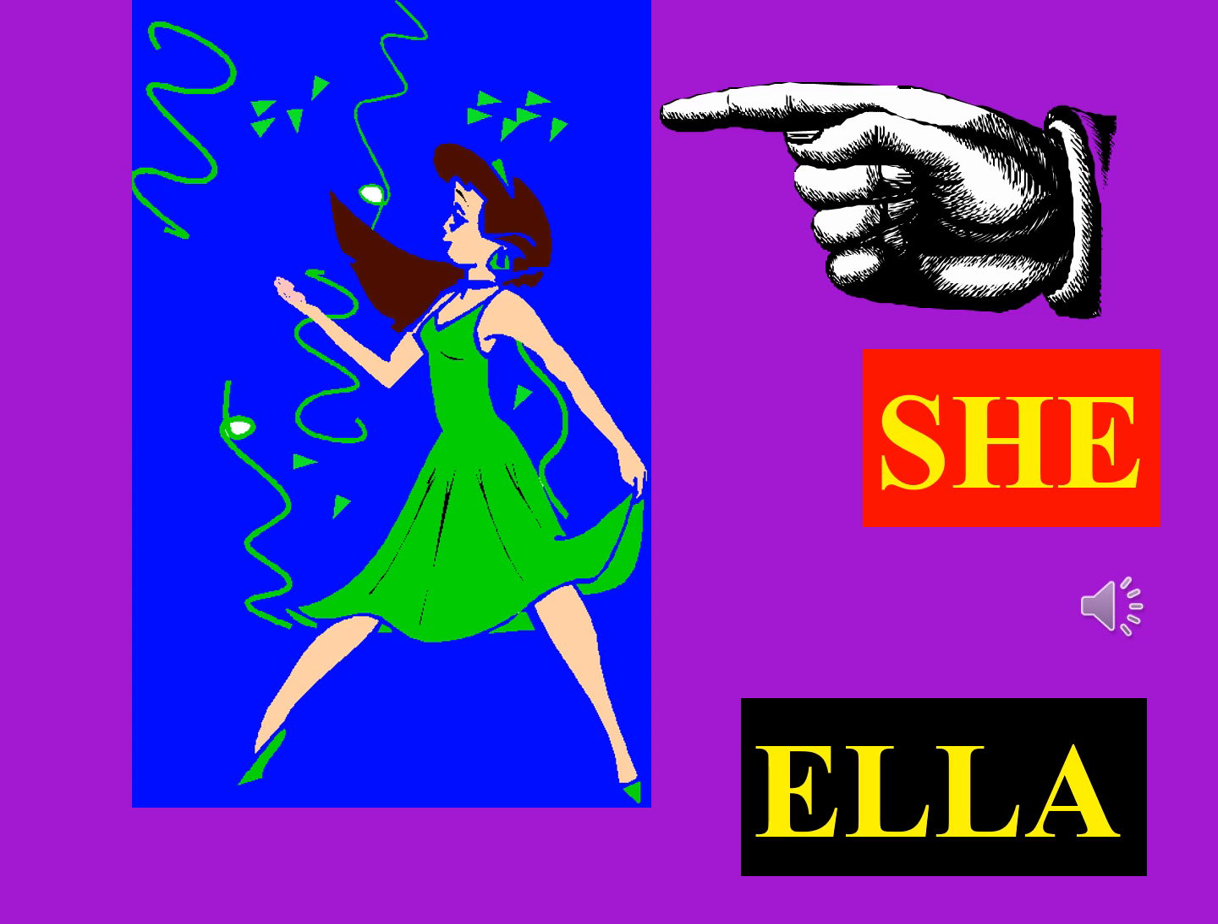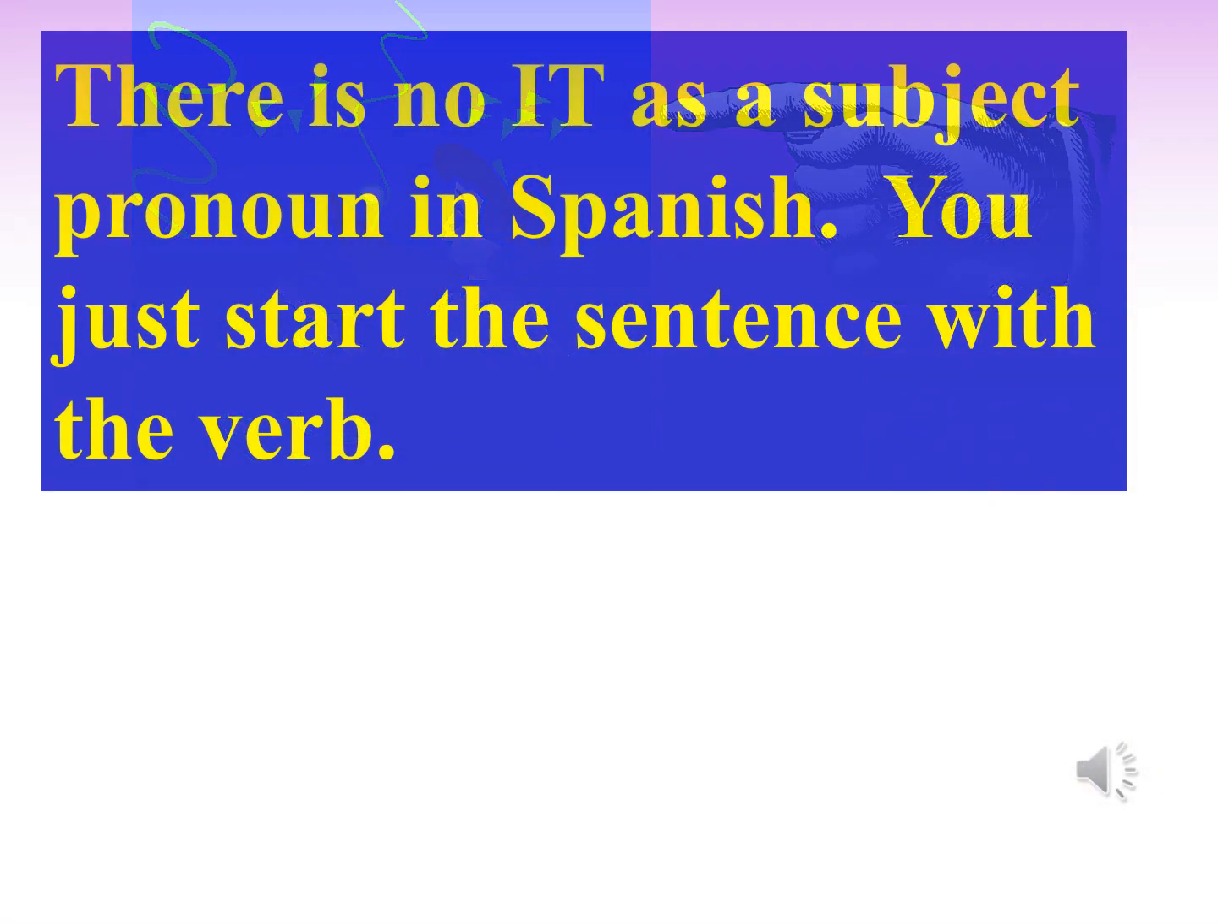Ella. There does not happen to be an it as a subject in Spanish. In those cases, you merely start the sentence with a verb, such as it is raining, it is a nice day, it is from another planet.